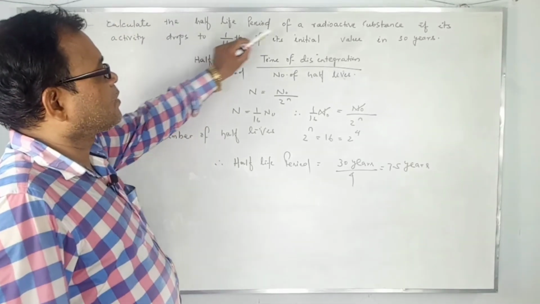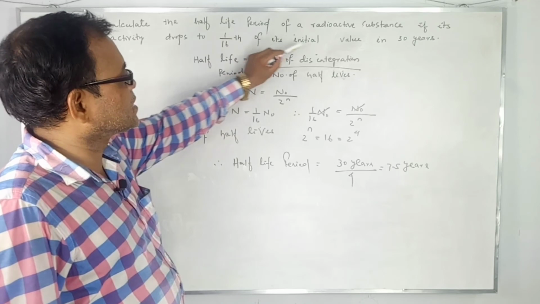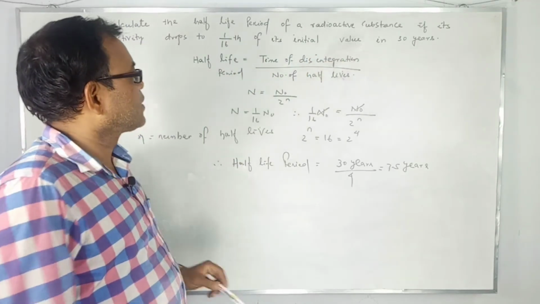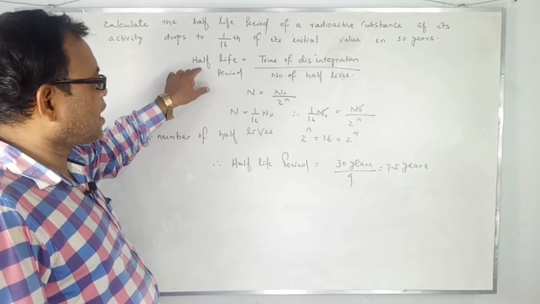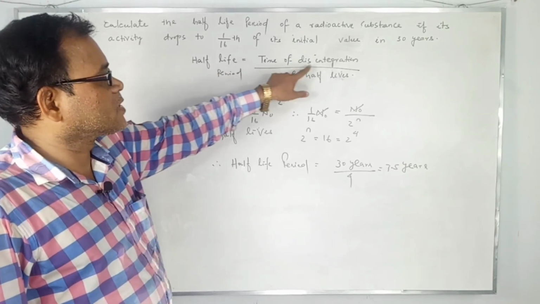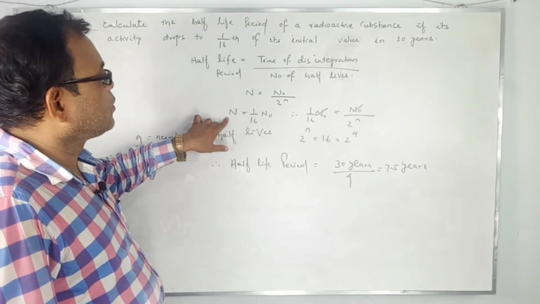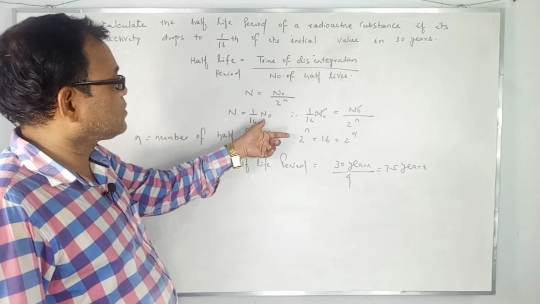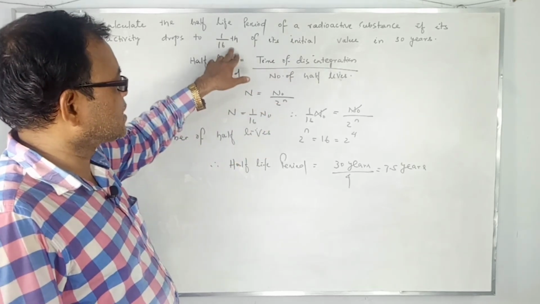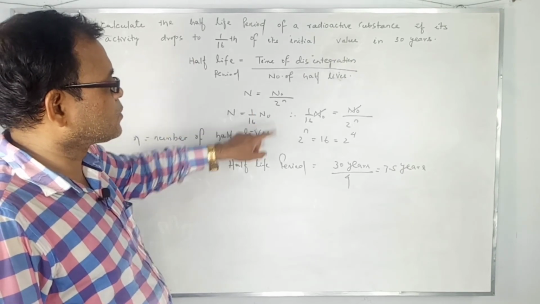Calculate the half-life period of a radioactive substance if its activity drops to 1/16th of its initial value in 30 years. Here the formula to be used is half-life period is equal to time of disintegration divided by number of half-lives. In this question, we are provided with initial value N0 and the activity reduces to 1/16th. Therefore, N is equal to 1/16th of initial value N0.